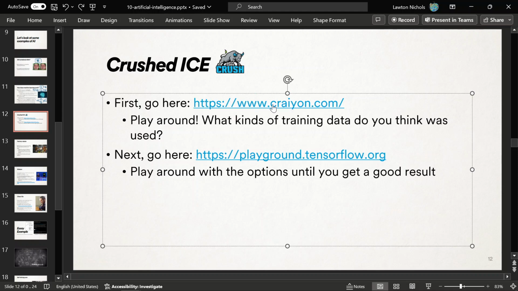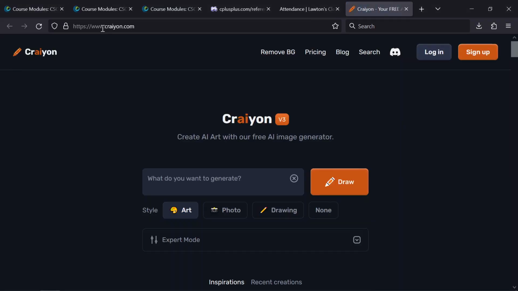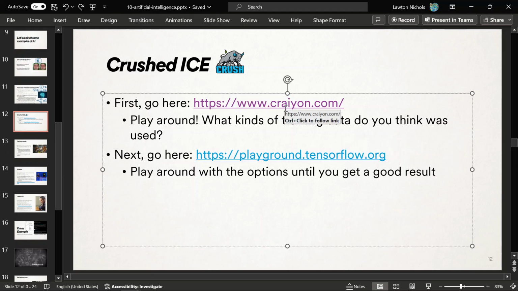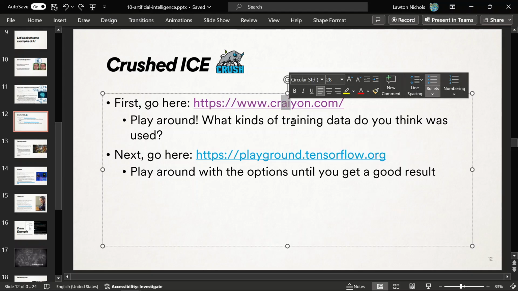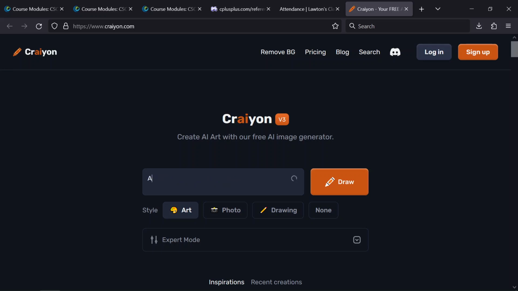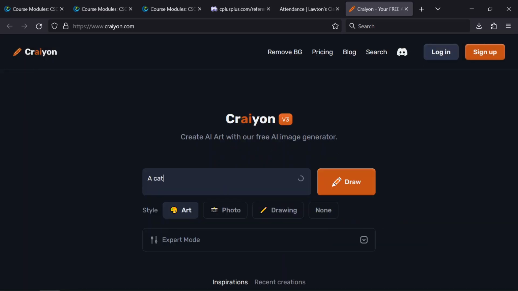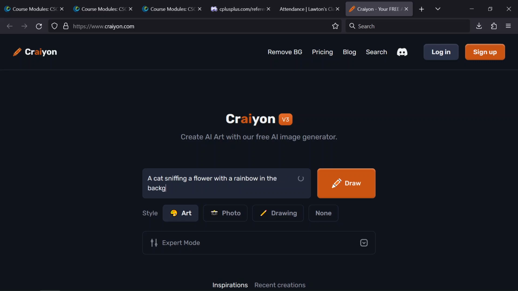If you could please, just for a few minutes, go and have fun with the people sitting next to you. Go to this website, craiyon.com. It has AI in the words, spelling crayon wrong, Crayon with the AI, which is kind of cute. If you've never used this before, it's an image generator. You give it what you want to generate, like a cat sniffing a flower with a rainbow in the background. You give it whatever you want, and it will draw that for you.